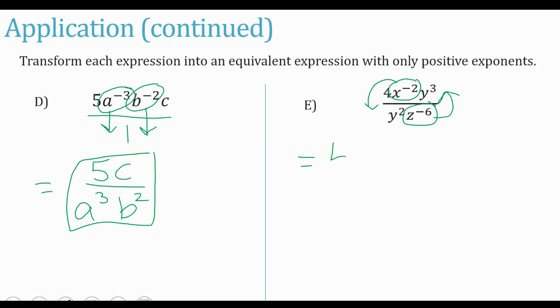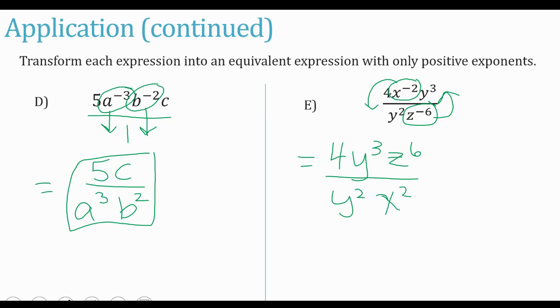So this 4 stayed in the numerator. This y to the 3rd stayed in the numerator. And then we know that this z to the negative 6 is going to move up. We're going to cross the line, change the sign. So that's going to become z to the 6th, positive. So that's a positive 6. Now in the denominator, that y squared stayed. And we're moving this x to the negative 2. That's going to come down. We're going to cross the line, change the sign. That becomes x to the positive 2 power.